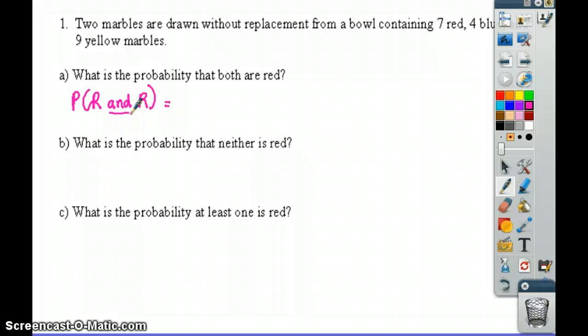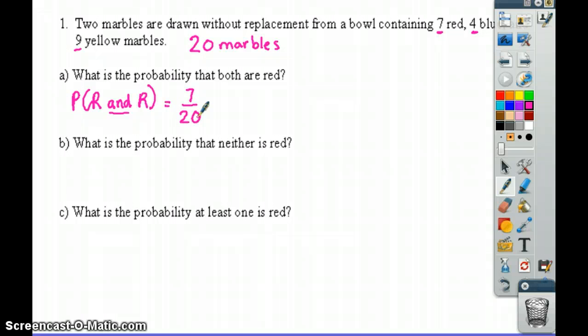It's an and problem. Remember what we do with and problems? Yeah, we multiply and problems. So the probability the first marble is red. Well, there's 7 red marbles. Let's see, how many total? We've got 7, 4, that's 11, and 9. There's 20 marbles in all. So 7 out of the 20 are red.